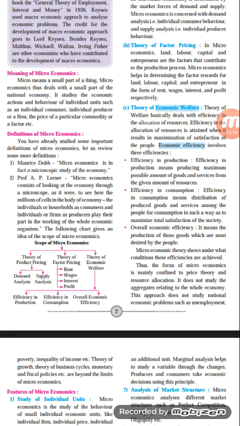The second one is the theory of factor pricing. There are four factors of production associated with economics. The first is land, the second is labor, the third is capital, and the fourth is the entrepreneur. These four factors of production are what we use in order to manufacture goods and services that need to be distributed among the people in a particular economy. The four important things related to the factors of production are rent, wages, interest, and profit.